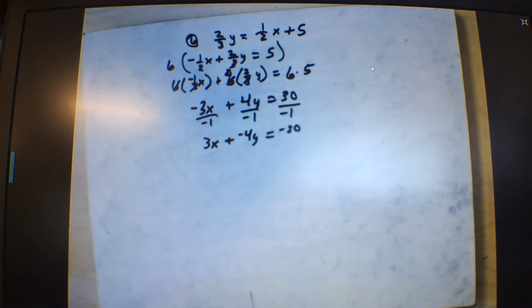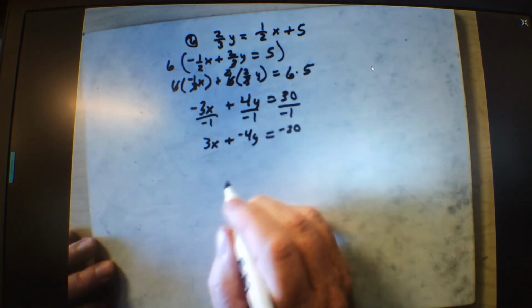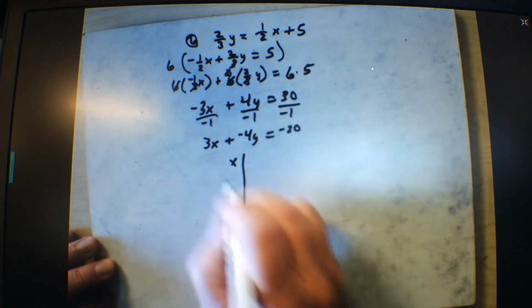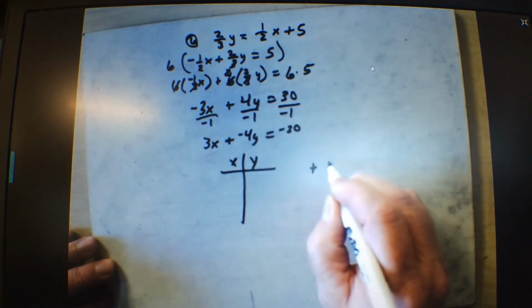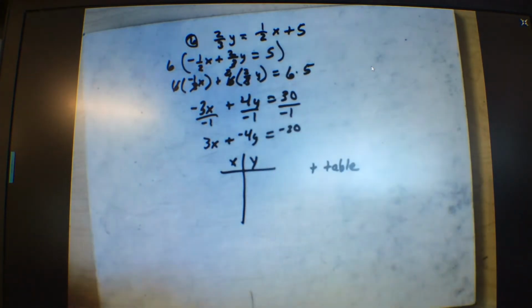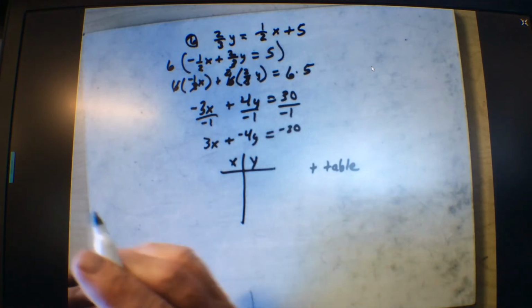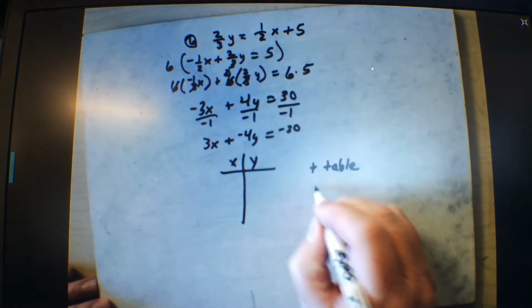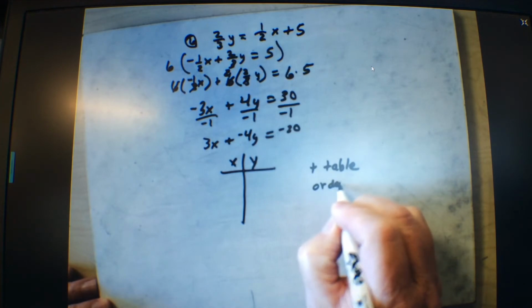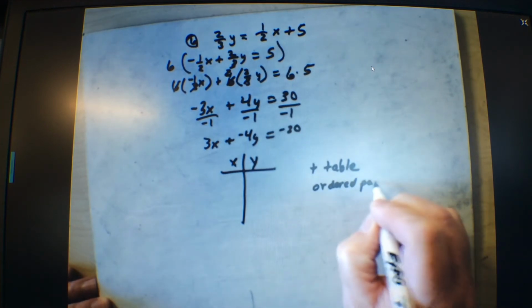All right? Let me show you how to graph it. We're going to make points. So this is called a t-table. You need to know that. What we do is we put values in and we get values back. And so we create ordered pairs. Ordered pairs, right?